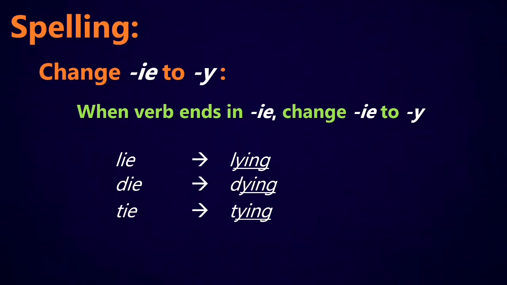The second rule here is if the word ends in an IE at the end, then we'll actually change the IE to a Y. So for example, the verb lie becomes lying with a Y, die becomes dying with a Y, and tie becomes tying with a Y. And probably the reason we do this is because if we add ing to this, it's just too many vowels in a row. So it would make the pronunciation confusing.